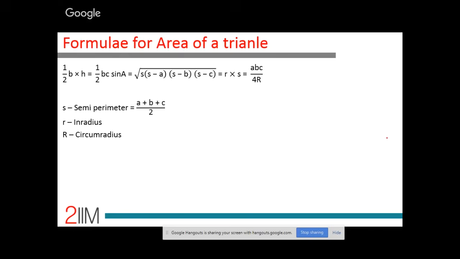Find the semi-perimeter. How do you find area? Heron's formula: root of S into S minus A into S minus B into S minus C. Use that, find the area. Use the formula R into S to equate this area. You know S, you know the area, you can find R. And so we can use all of these formulae in sets, in pairs, to find different bits about the triangle: inradius, circumradius, semi-perimeter, area, all of that.